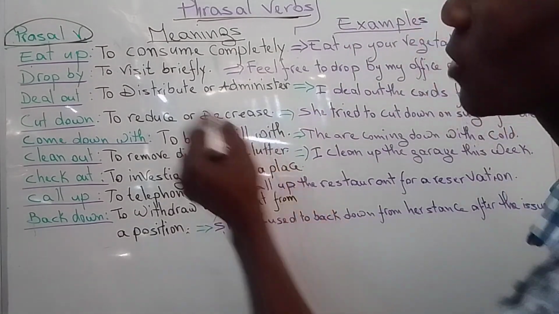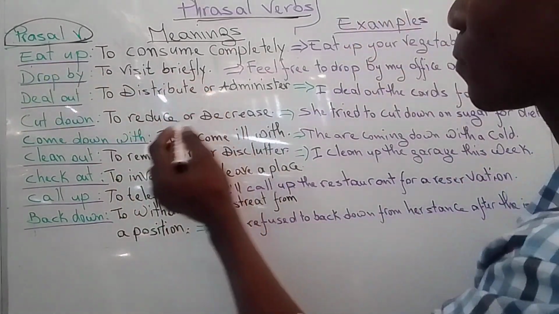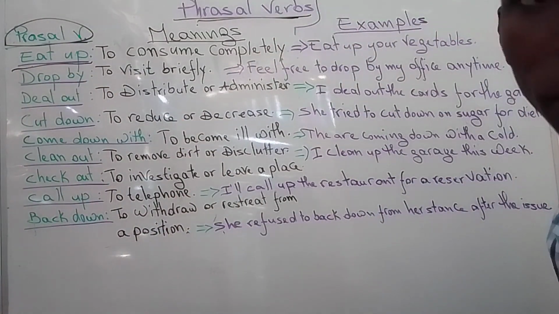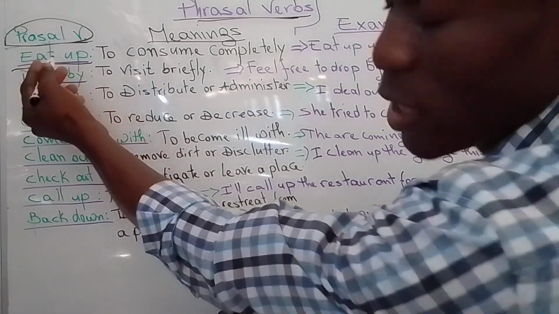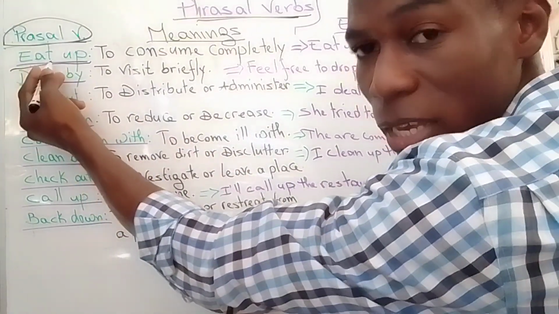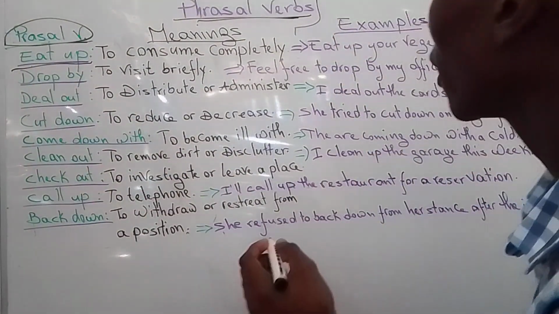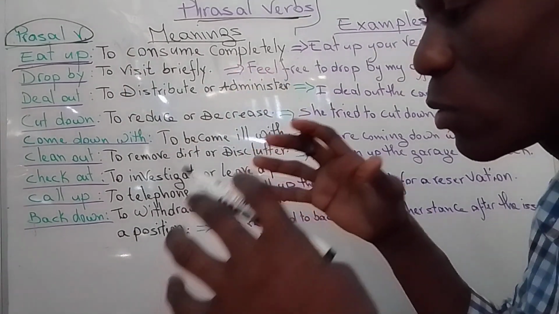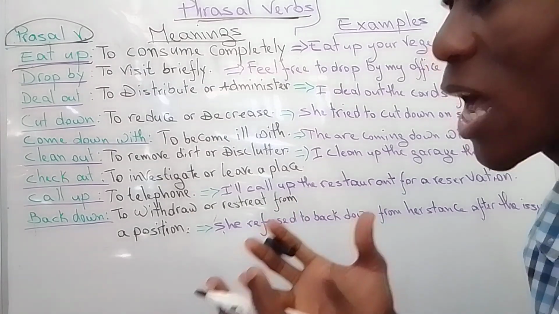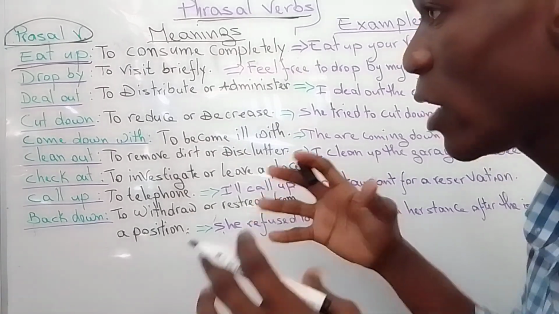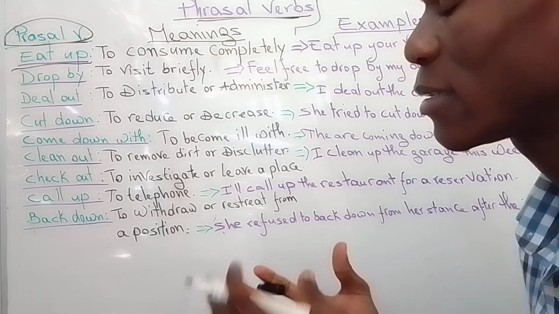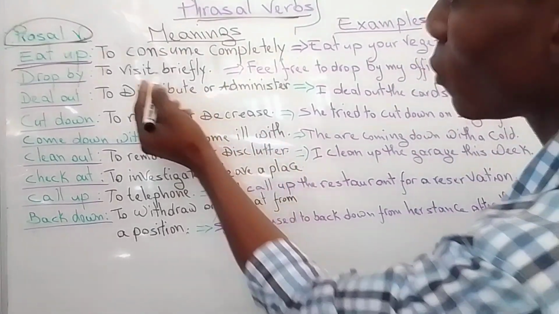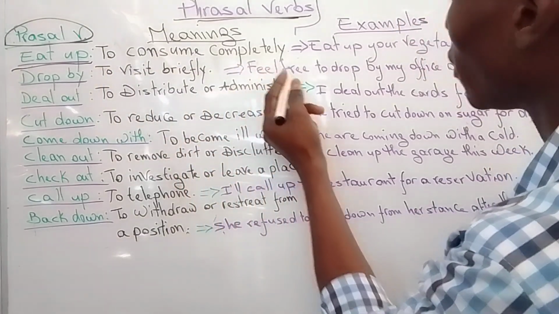So the first phrasal verb that we're going to talk about today is eat up. What does eat up mean? Eat up means to consume completely. That means to eat something all the way, to completely eat something.